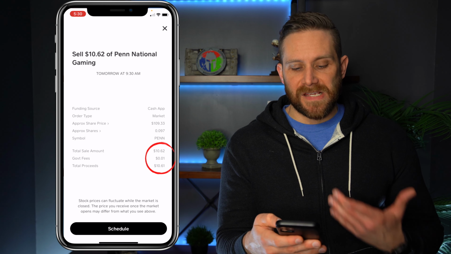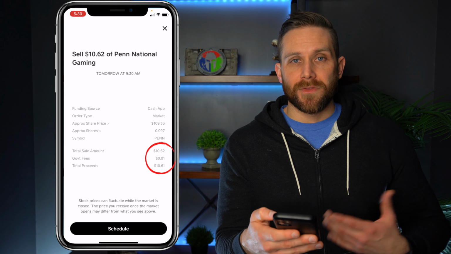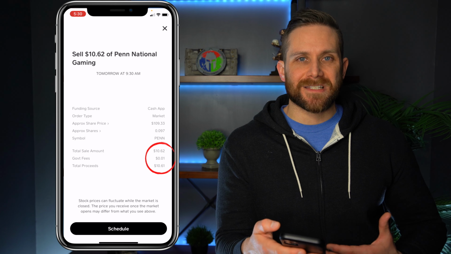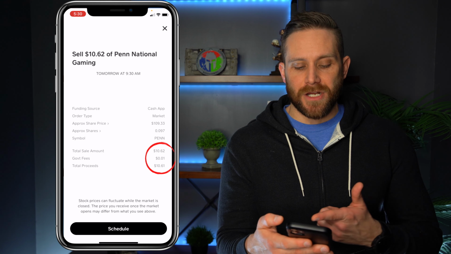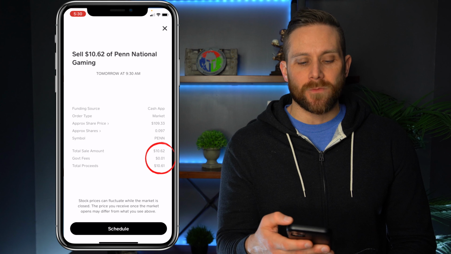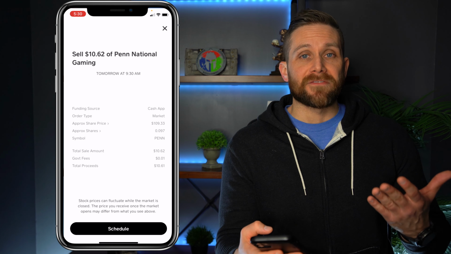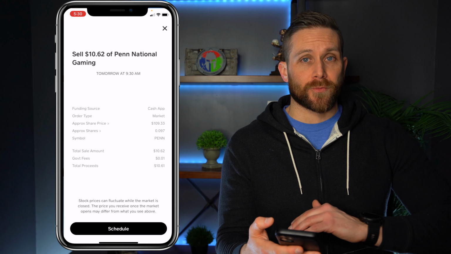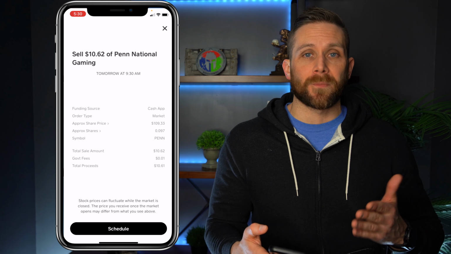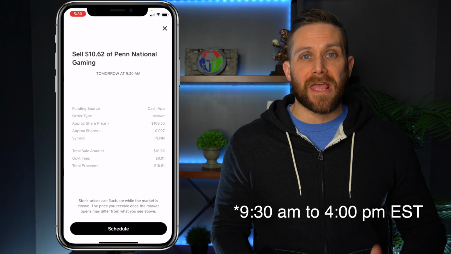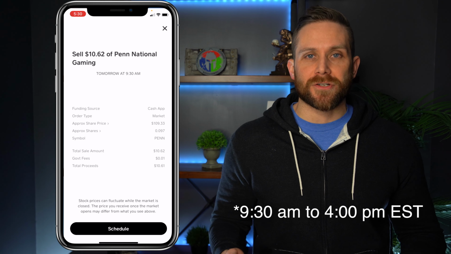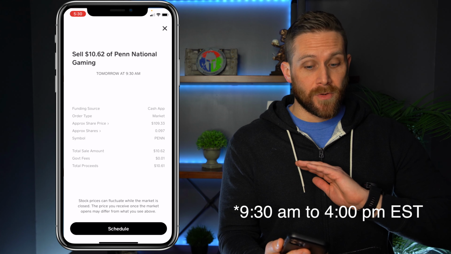There are government fees, which is just a penny right there. So the total proceeds that you should expect to get deposited into your Cash App account is $10.61. So we're going to go ahead and schedule this since the market's closed. But if the market was open right now, this would go through right away. So if you were placing this trade between 9:30 a.m. and 4:30 p.m. Eastern Standard Time, this would go through immediately.